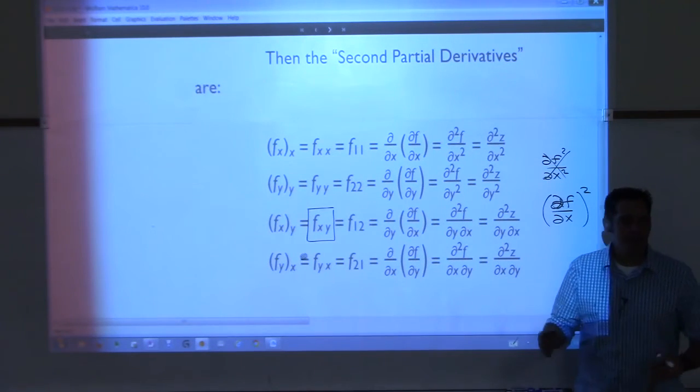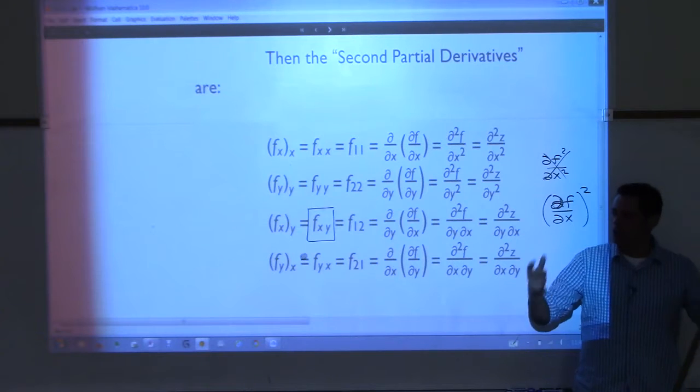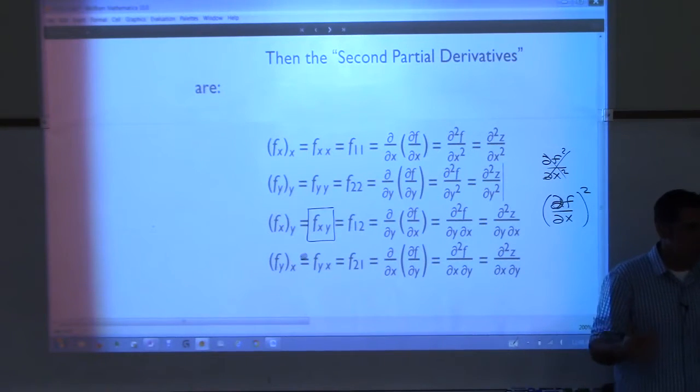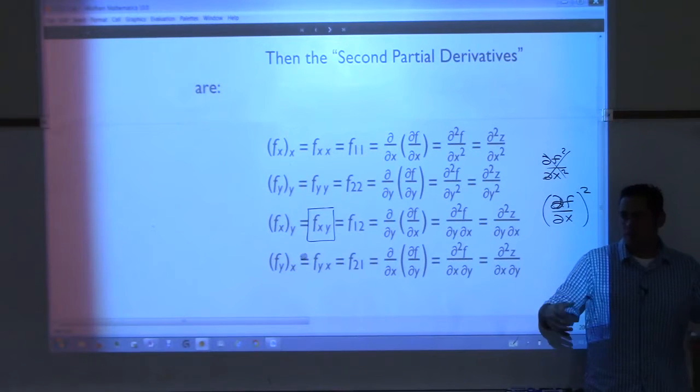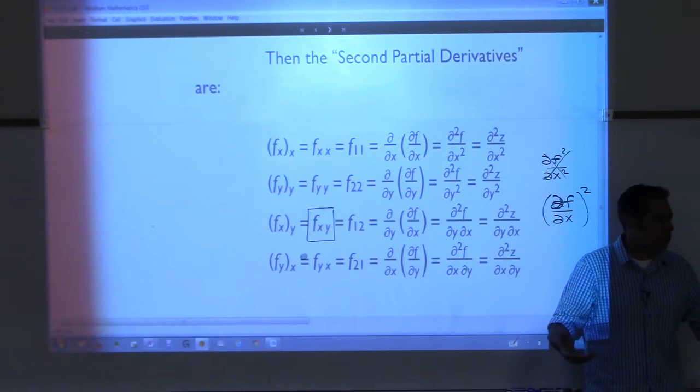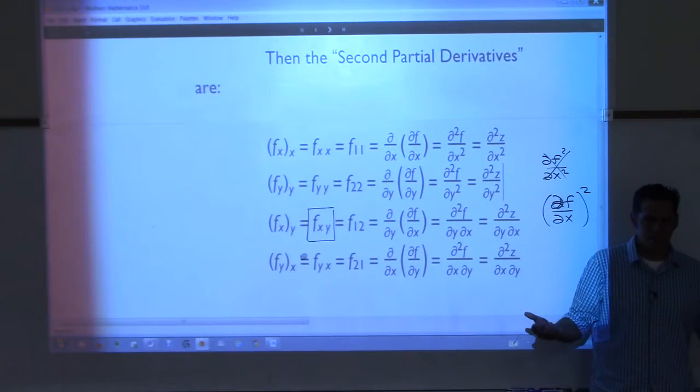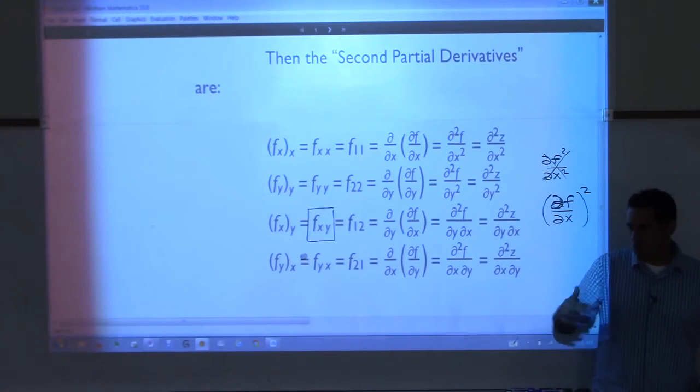What that means is that you can take the partial derivative of a function with respect to x, and that spits out some function. Why not take the partial of that with respect to y afterward? And what meaning does that have? Does it have any meaning? I don't know. Maybe it does, maybe it doesn't. We'll have to see.